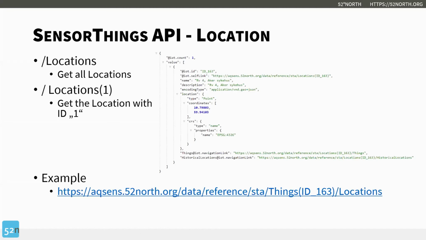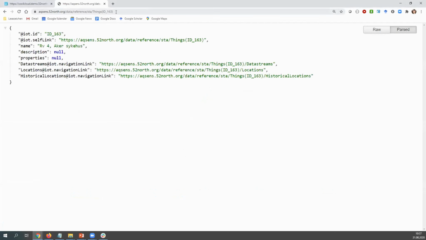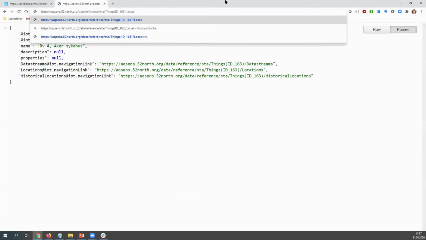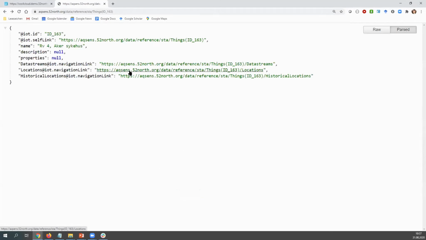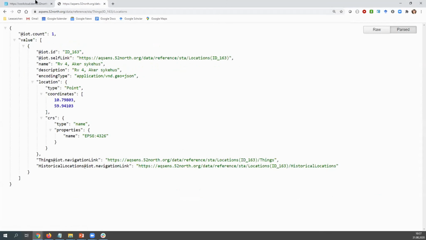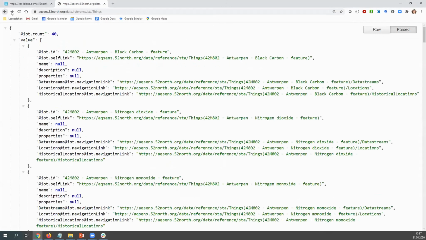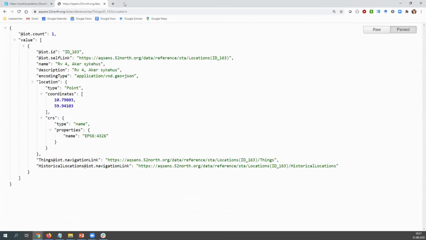So let's try that in the browser to interact with the SDA. So here you see our URL, AQSense SDA things 163. And to get the location of this or all locations associated to this thing, we can, oops, that's an error. Perhaps I'm not sure which I did wrong, but then let's take the auto-generated link.